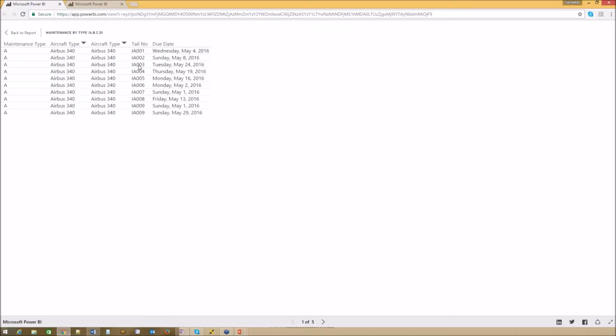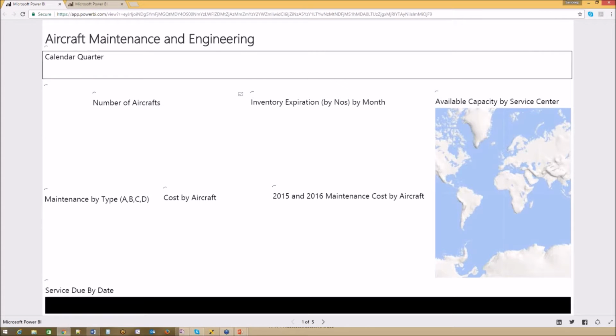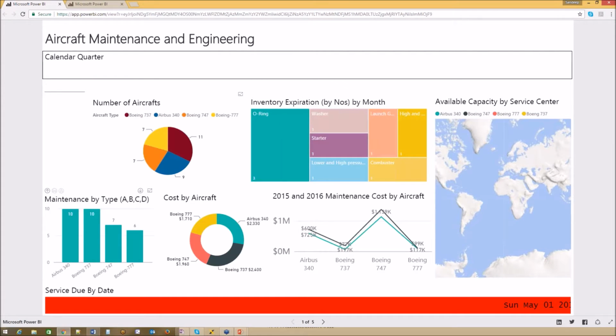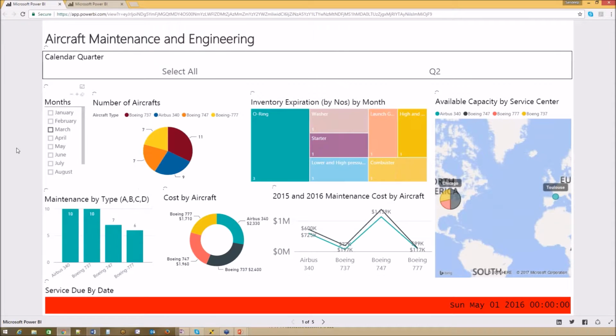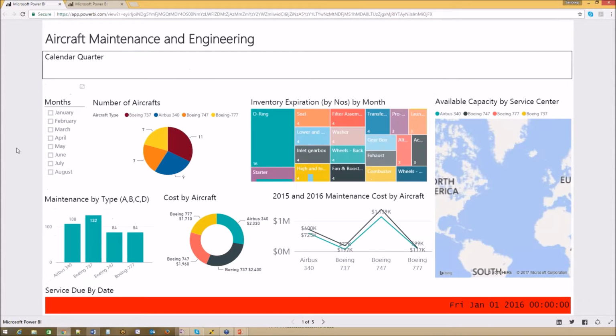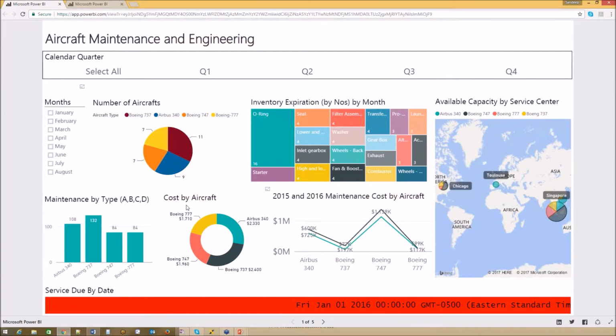For example, here I know the flight with the tail number IA006 is due for its maintenance check on May 2nd. Based on this, the maintenance team can take certain decisions and plan the flight routes and the maintenance activity accordingly. The other thing is the inventory, which also comes under maintenance.